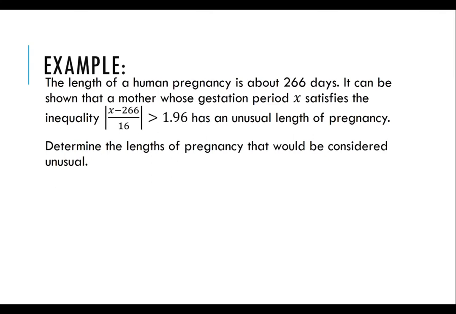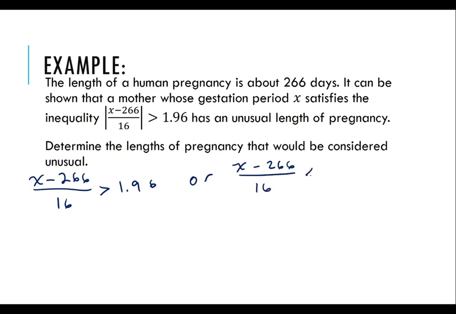Notice that this is the absolute value greater than a number. The absolute value is isolated. So then greater is actually going to give us an OR statement. So what is our OR statement? It's going to be x minus 266 divided by 16 is greater than 1.96, or x minus 266 divided by 16 is less than negative 1.96.